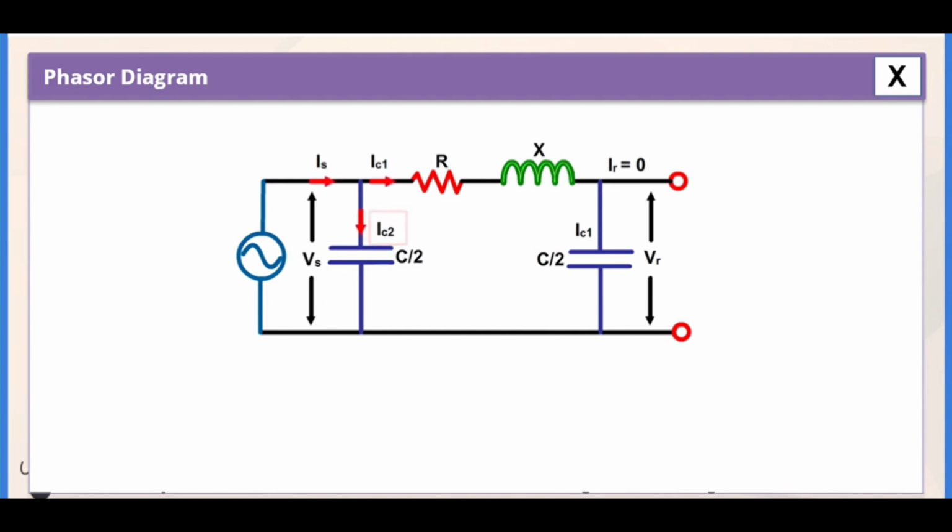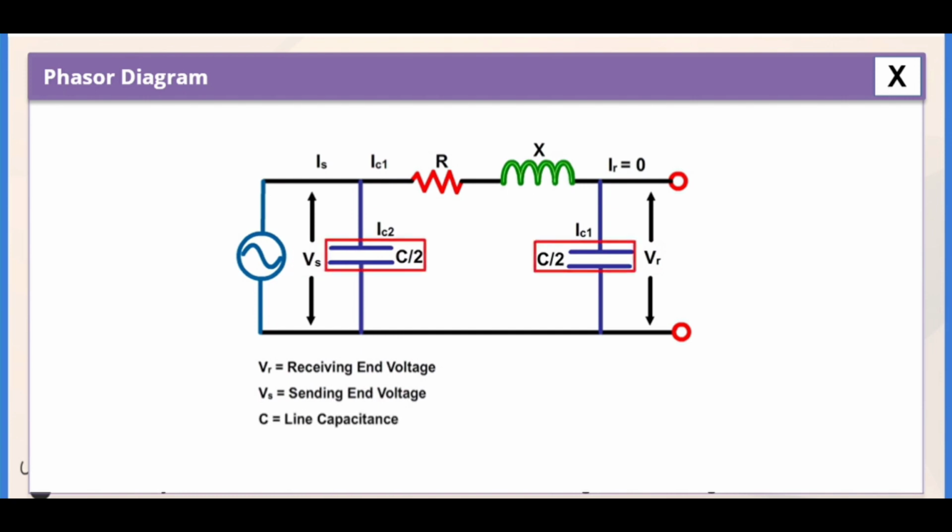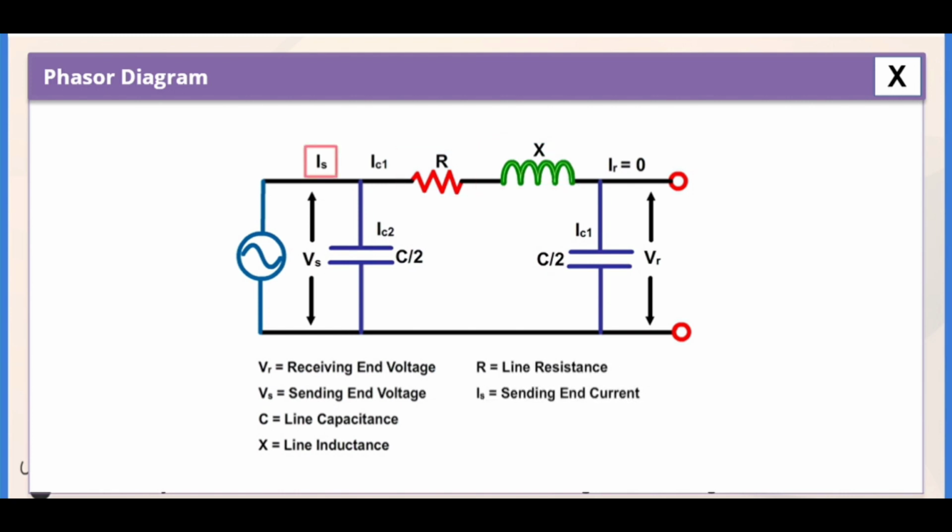The charging current increases in the line when the receiving end voltage of the line is larger than the sending end. In the figure, VR is receiving end voltage, Vs is sending end voltage, C is line capacitance, X is line inductance, R is line resistance, Is is sending end current, IR is receiving end current.